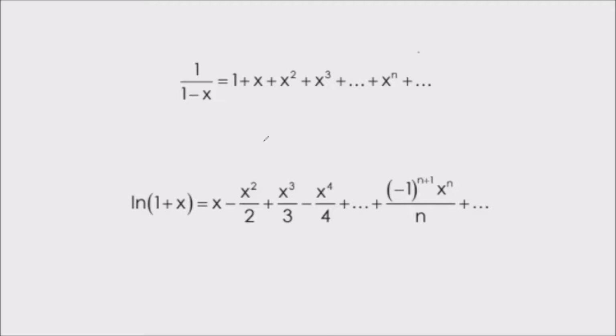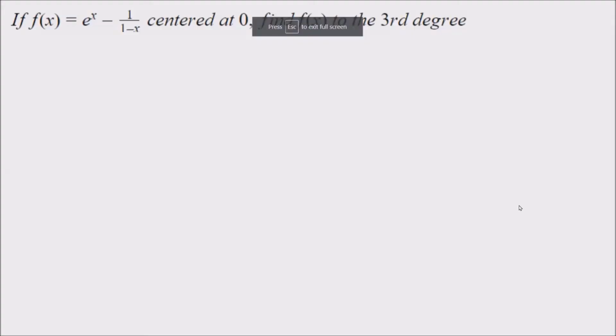And finally, natural log of 1 plus x, which is a rather new term that you'd see represented by infinite series, at least on the AP exam. They've introduced this and it's become more common, but nonetheless, it's pretty easy to memorize. x minus x squared over 2 plus x cubed over 3 minus x to the power of 4 over 4 plus dot, dot, dot, plus negative 1 to the power of n plus 1 times x to the power of n over n plus dot, dot, dot.